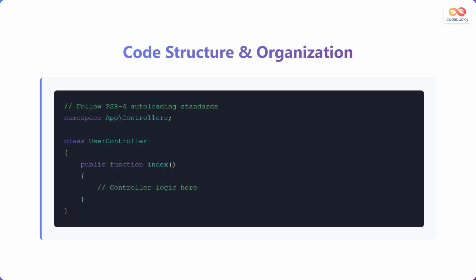Let's discuss code structure and organization. It's crucial to follow a standard structure for your PHP projects. A common practice is to use the PSR-4 autoloading standard. This ensures that your classes are loaded correctly and consistently. As you can see in the example, we define a namespace for the controller, and then we create a UserController class. This structure helps to organize your code and makes it easier to maintain.